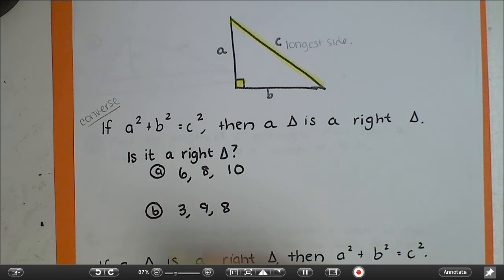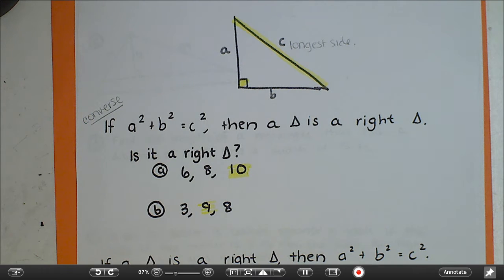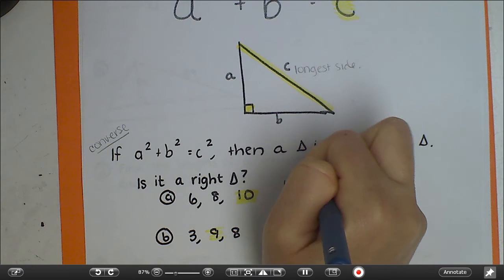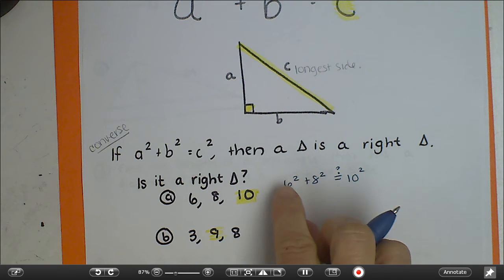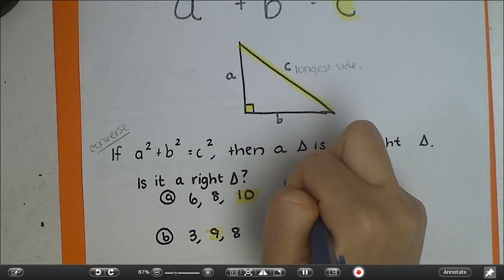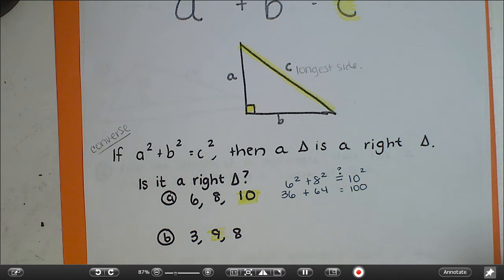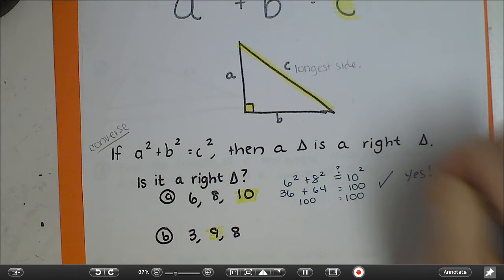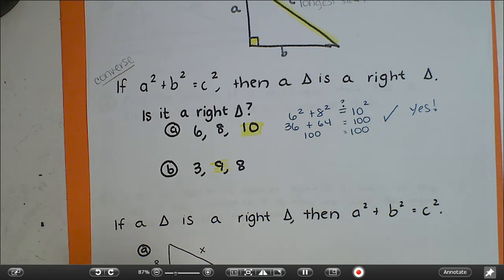We can find c because it's the longest side. Here, the longest side. Okay. So you're just going to say, okay, well, is 6 squared plus 8 squared equal to 10 squared? And if it is, it's a right triangle. 6 squared is 36, 8 squared is 64, and 10 squared is 100. 36 plus 64 is 100, and therefore, yes, this is a right triangle. Right? Check this one yourself, pause the video, try it, and then play the video to check your answer.